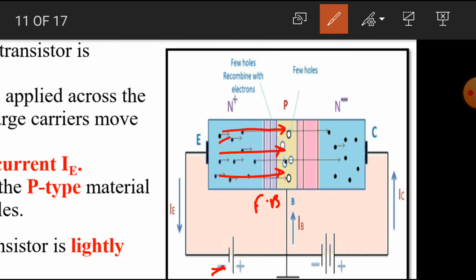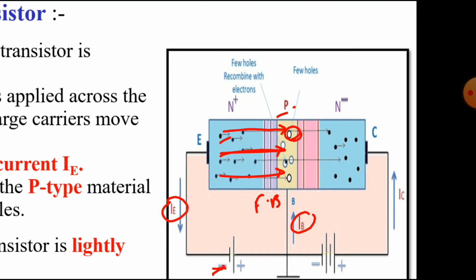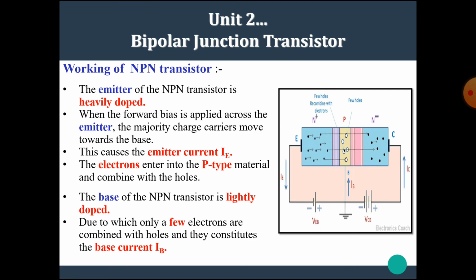Base is of p-type semiconductor material. It has holes as the majority charge carriers. Some electrons are recombined with these holes to constitute the base current. And these electrons transferred from emitter to base constitute the emitter current. Okay, I hope you all understand the process here.